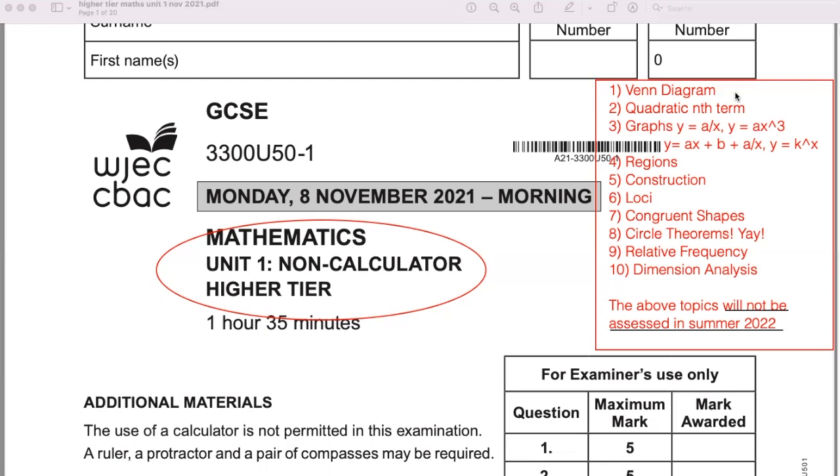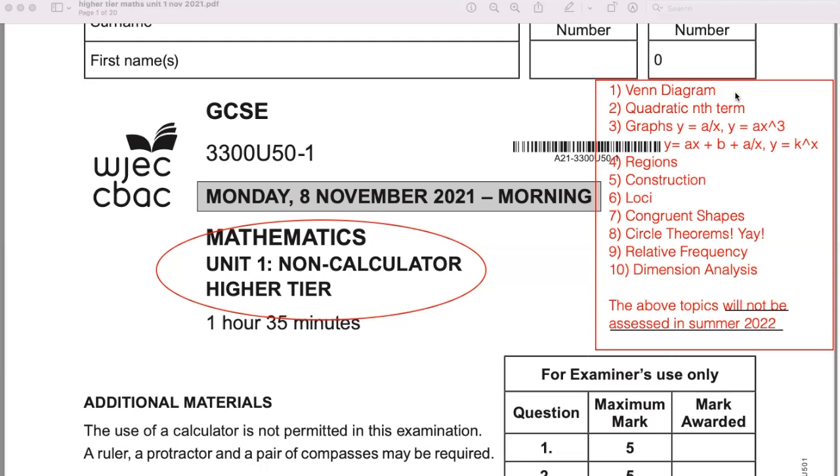Number three, drawing, interpretation, recognition, and sketching a graph of y equals a over x. We say reciprocal graphs, or y equals ax cubed, like cubic graphs, or anything to do with like y equals k to the power x, like exponential graph. Okay, so those sort of things wouldn't be in your exams. Anything with drawing and interpreting graphs when y is given implicitly in terms of x.